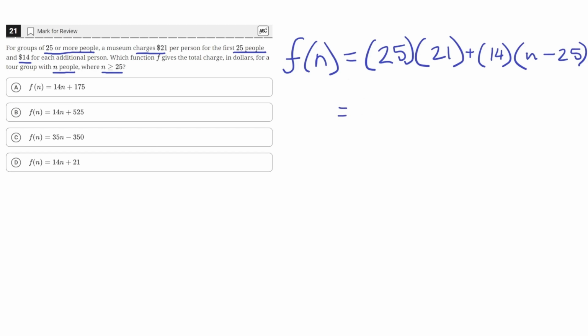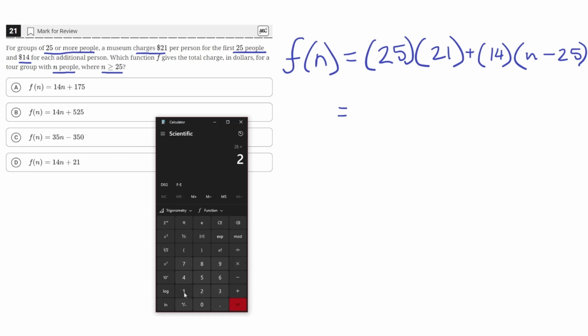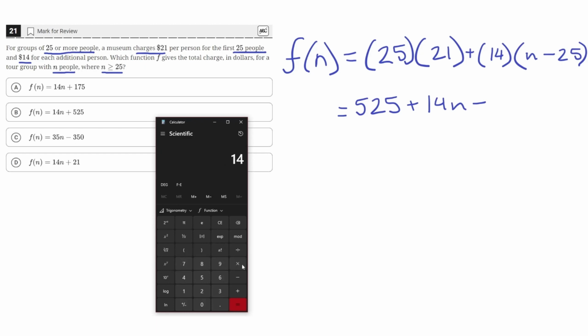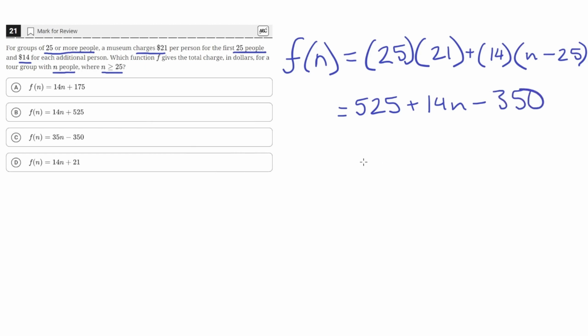So 25 times 21 is 525, plus 14n minus 14 times 25, which is 350. And then 14n, and 525 minus 350 is just 175. So this function represents the total charge for n people when n is greater than or equal to 25, which is answer choice A.